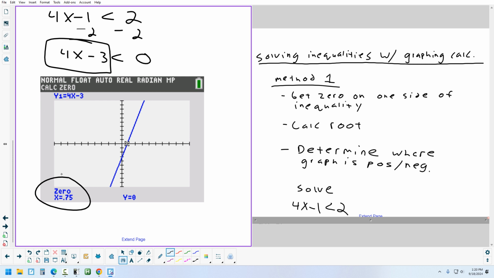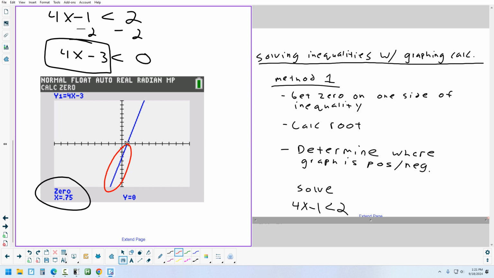But the question here is not where is it equal to 0. Where is it lower than 0? This line is lower than 0 in this section right here. This section up here is above 0. I want the lower section. So what kind of x values would I have to pick to land on the blue section that I circled? Would I pick x values lower than 0.75? Or would I pick x values higher?